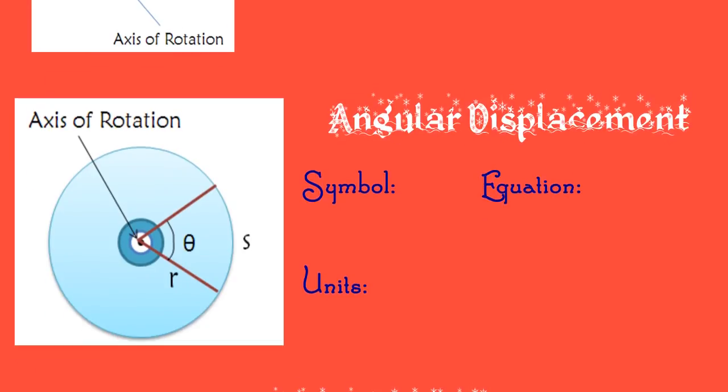Now that we've defined that, let's talk about some quantities. Just like we did with linear motion, we are going to focus on three main quantities that we can use to define angular motion. Those quantities are displacement, velocity, and acceleration. When we're doing rotation, we use different symbols than linear motion. So for angular displacement, instead of an x like we commonly use, we will use a theta.